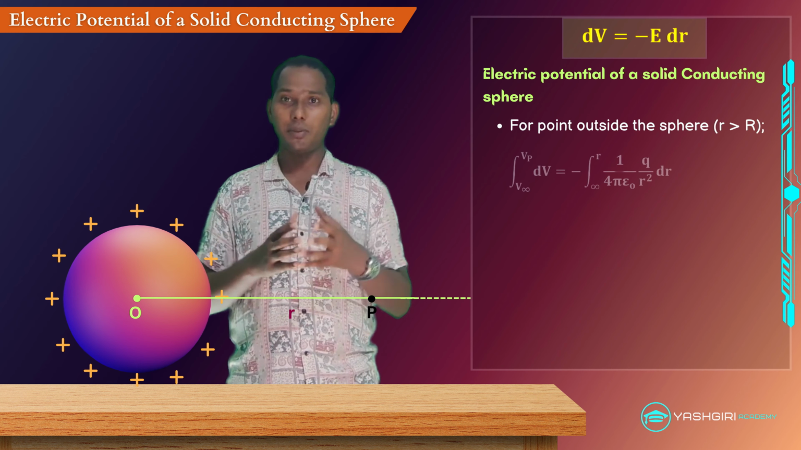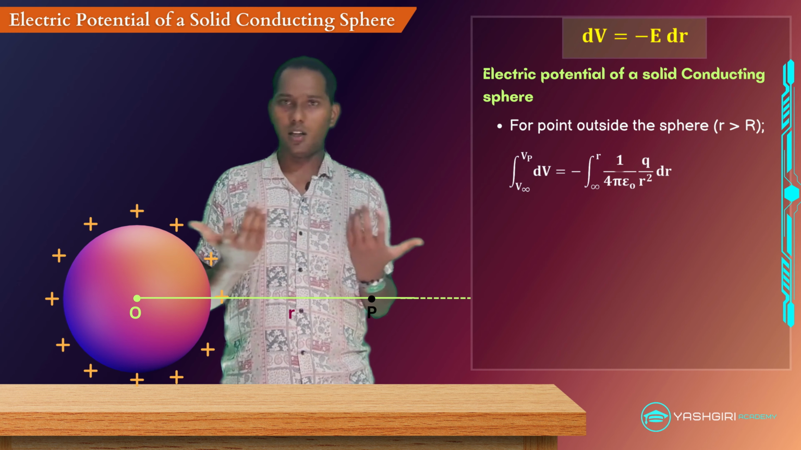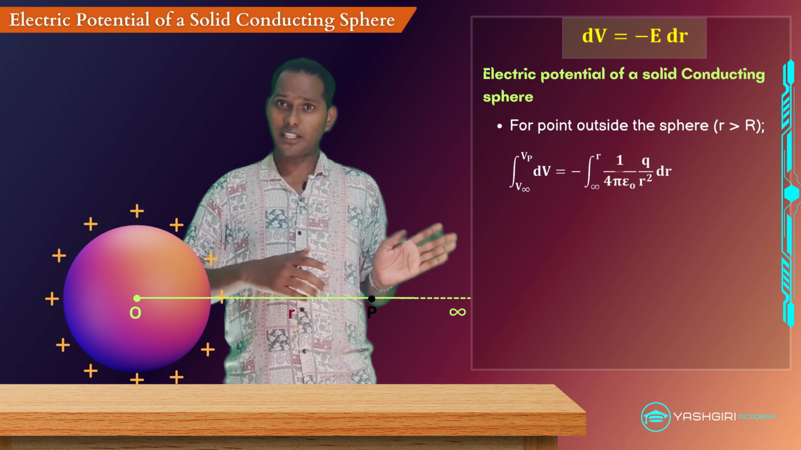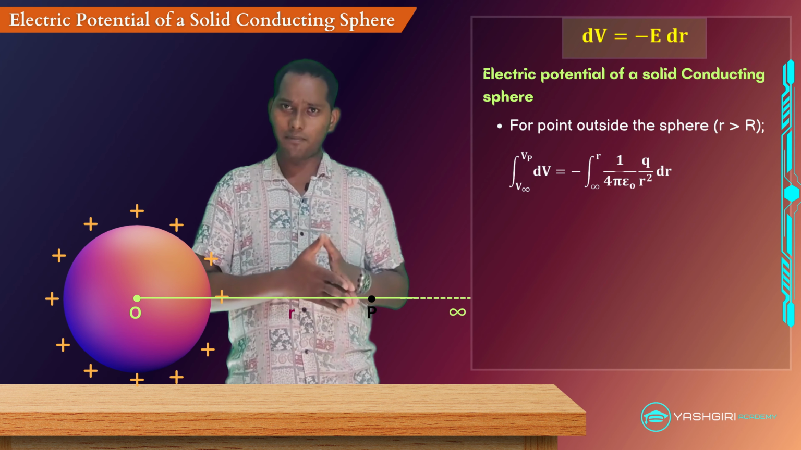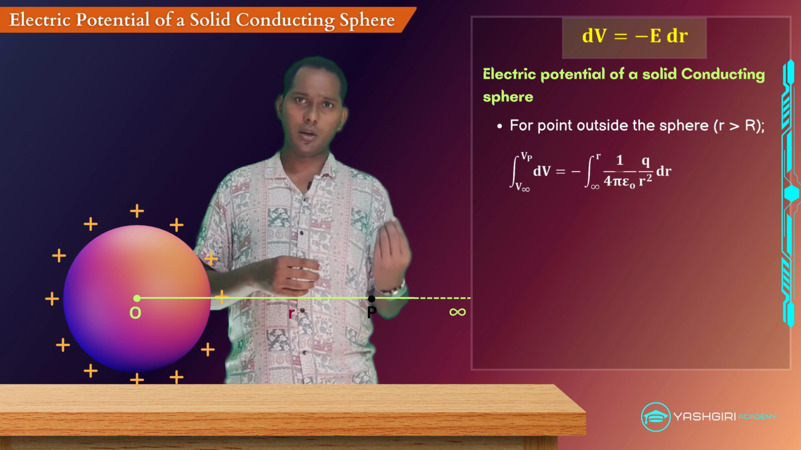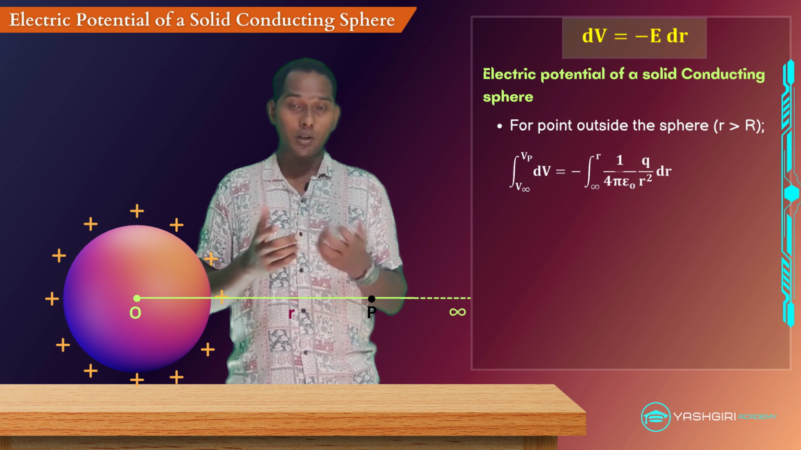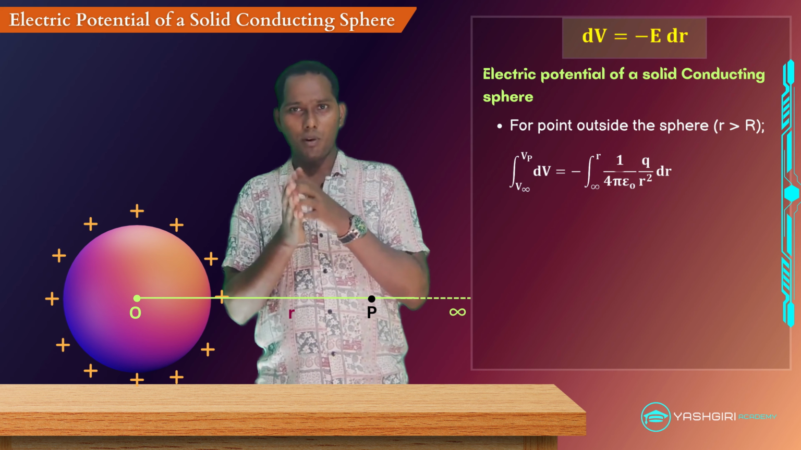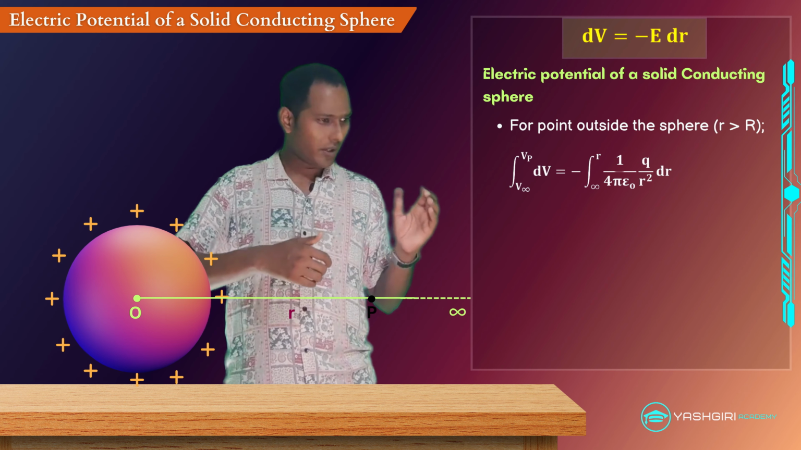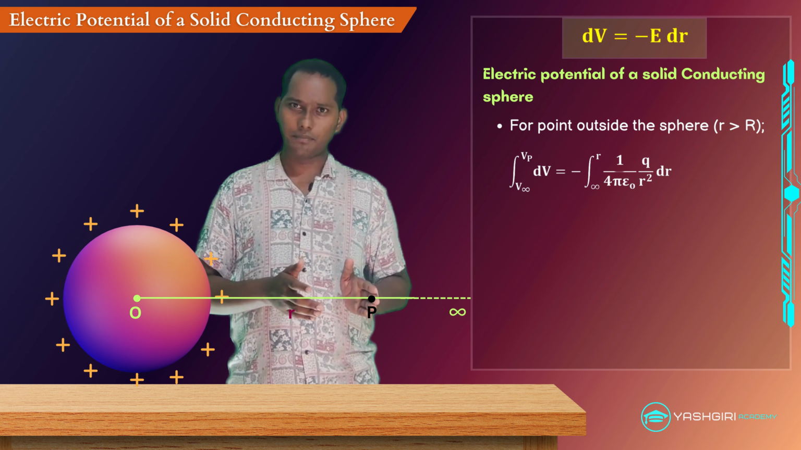So on the left hand side it will become the integral of dV. It will be from the potential at infinity, I'll consider infinity as my reference point, to the potential at this point P, and students, it will be equal to minus the integral of the electric field. I know it is q upon 4 pi epsilon naught r square into dr, and limits will be going from infinity to the point r, right?